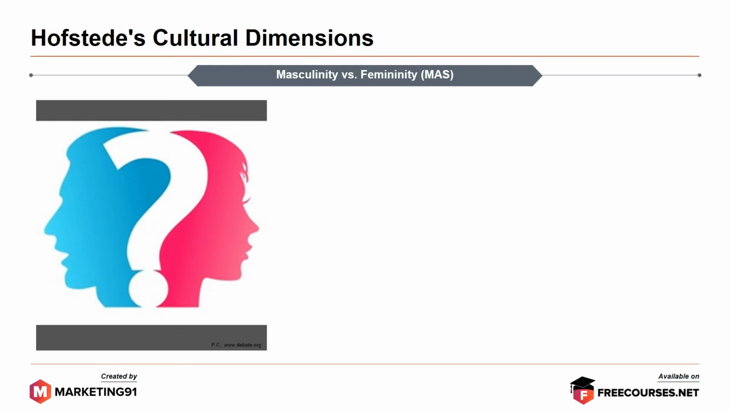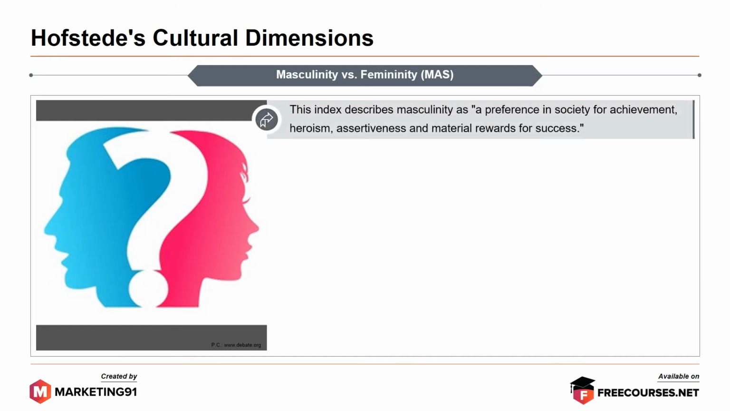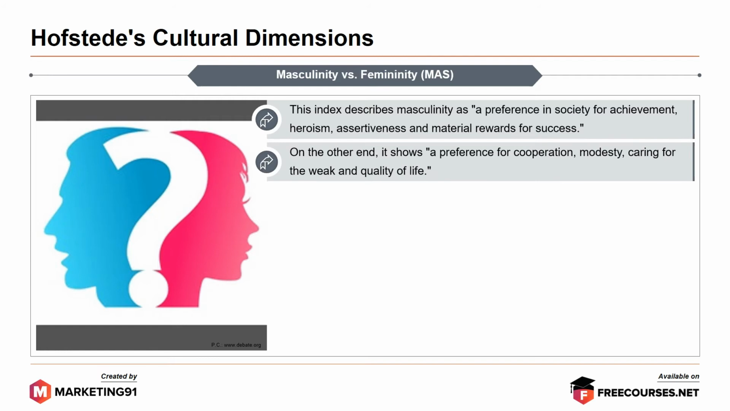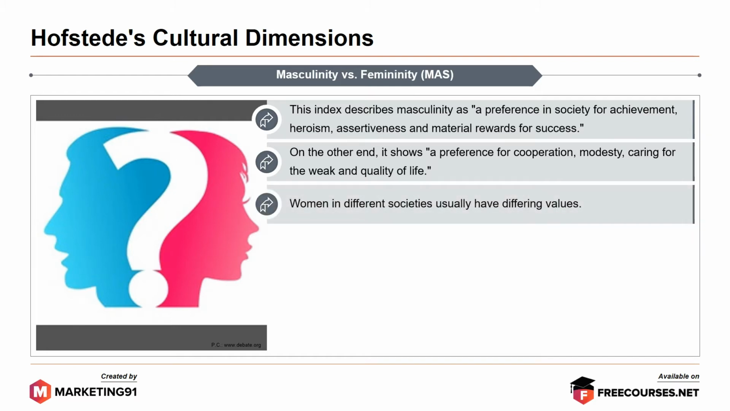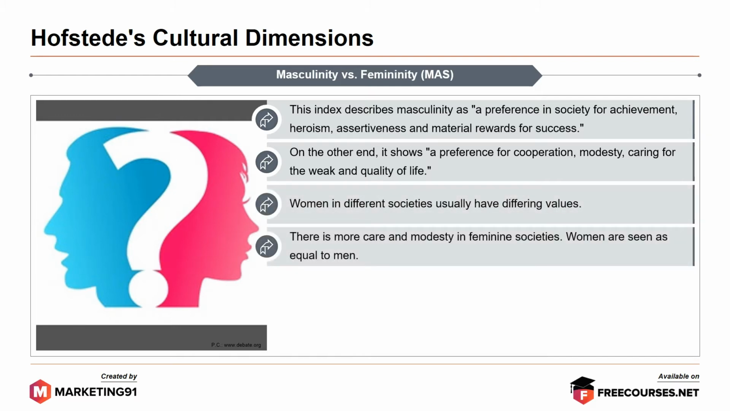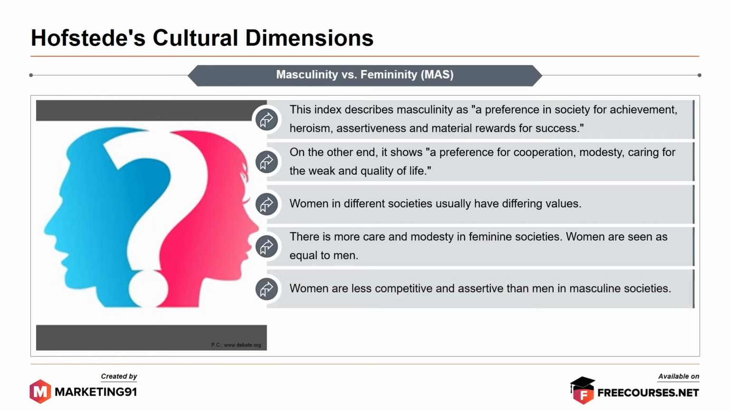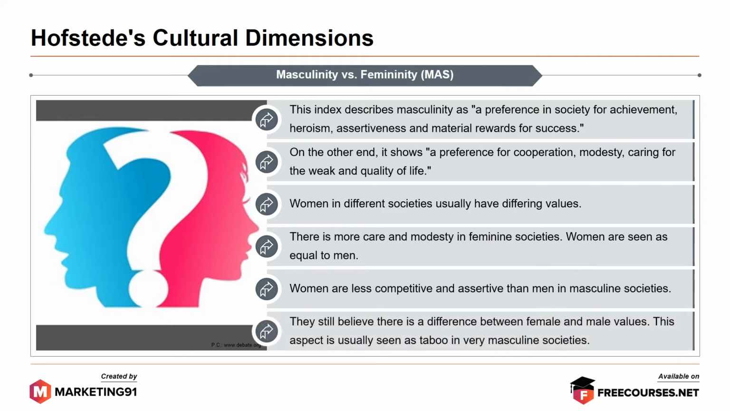Moving on to masculinity versus femininity. This index describes masculinity as a preference of society for achievement, heroism, assertiveness, and material reward for success. On the other end, femininity shows a preference for cooperation, modesty, caring for the weak, and quality of life. Women in different societies usually have different values. There is more care and modesty in feminine societies. Women are seen as equal to men. Women are less competitive and assertive than men in masculine societies. They still believe there's a difference between female and male values. This aspect is usually seen as taboo in very masculine societies.